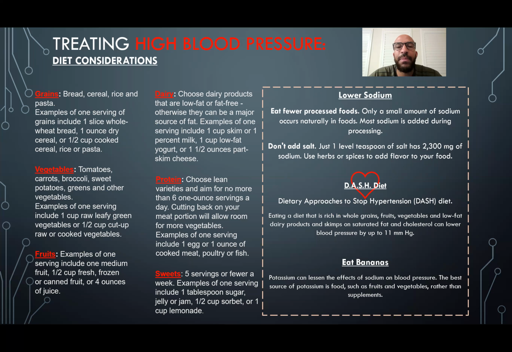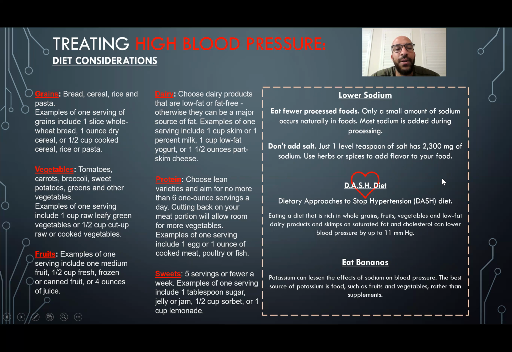And the specific type of diet that patients with high blood pressure are recommended to follow is here, right on the heart. And it is a DASH diet. And that stands for Dietary Approaches to Stop Hypertension. Eating a diet that is rich in whole grains, fruits, vegetables, and low fat dairy products, and skimps on saturated fat and cholesterol can lower blood pressure by up to 11 points.